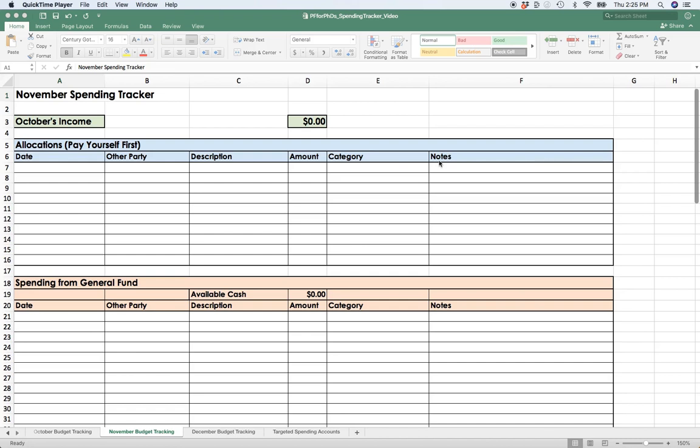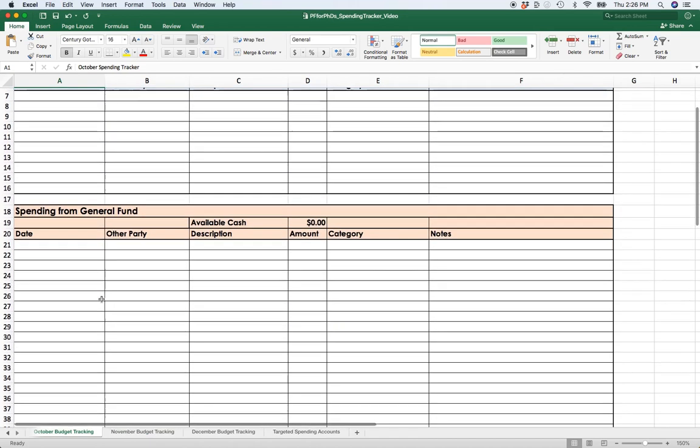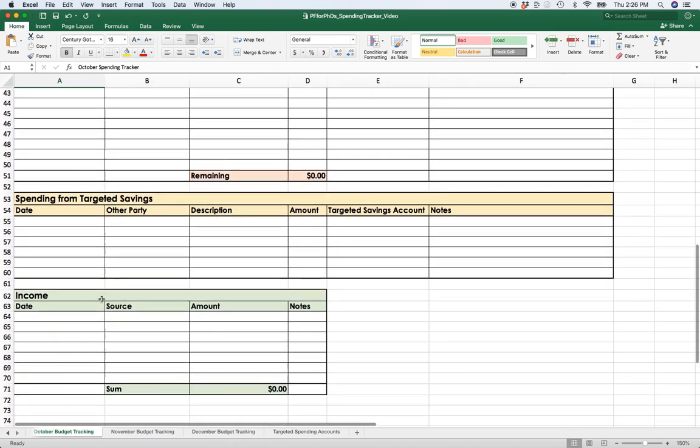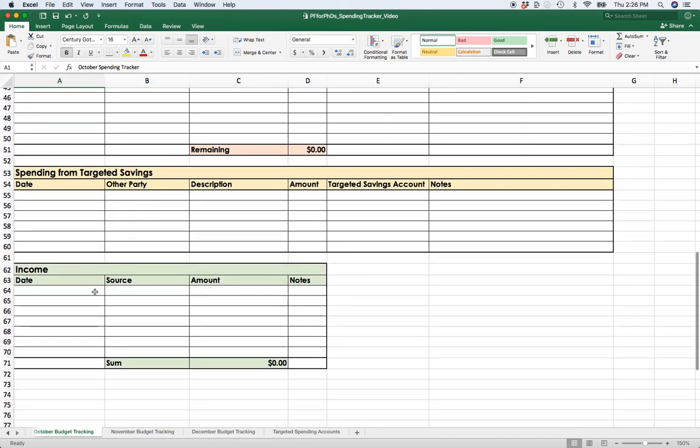The first section is actually tracking your income. And instead of starting with November's income up top here for our November spending, we are actually starting with October's income. So let's flip over to the October tab. And down at the bottom is where you track your income throughout the month of October.